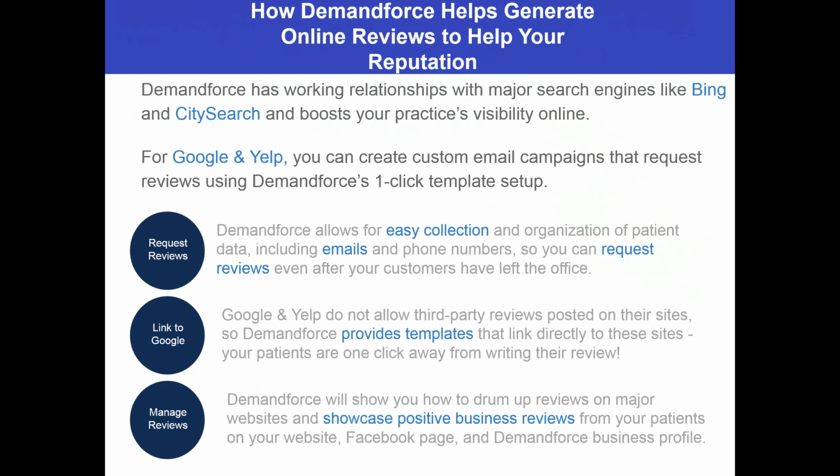So first thing is that Demandforce has been around for almost 14 years, and so we have working relationships with the major search engines online. And so that's how it's really easy for us to be able to push these organic reviews to some of these top search engines, making it easier for people to see all the reviews online.